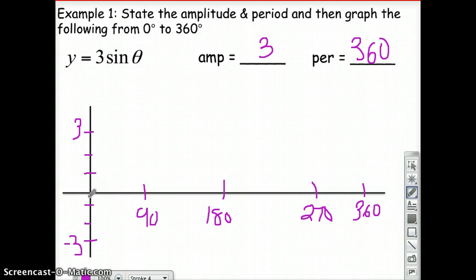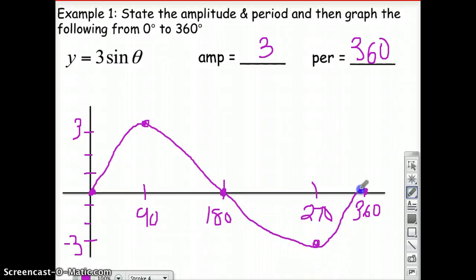So it's going to be sine. If you want to scroll back and look at the parent graph for sine, you can rewind. But sine starts at 0, goes up to the max, goes back down to 0, goes down to the minimum, and goes back to 0. So this is what my graph looks like. It has a vertical stretch of 3. It's vertically stretched.